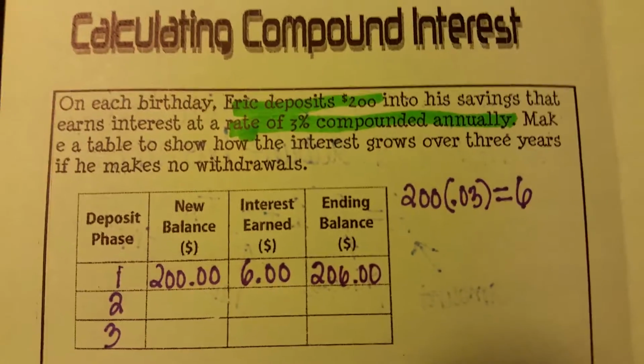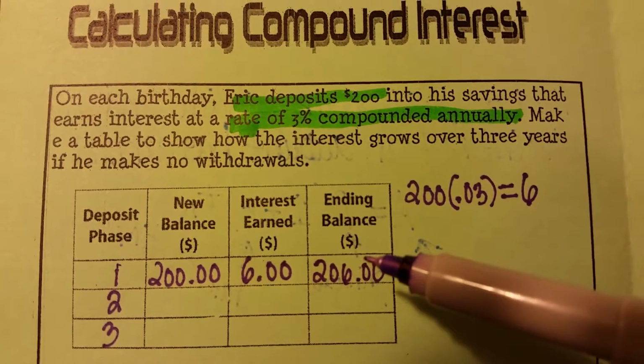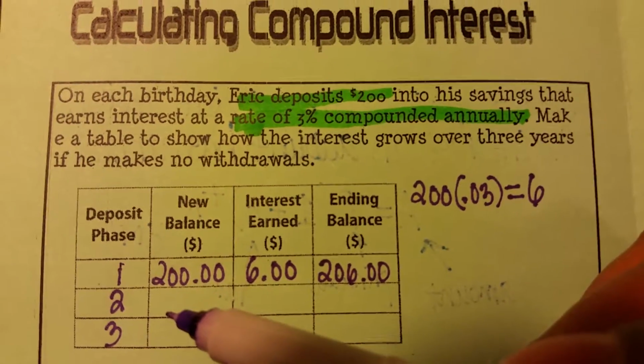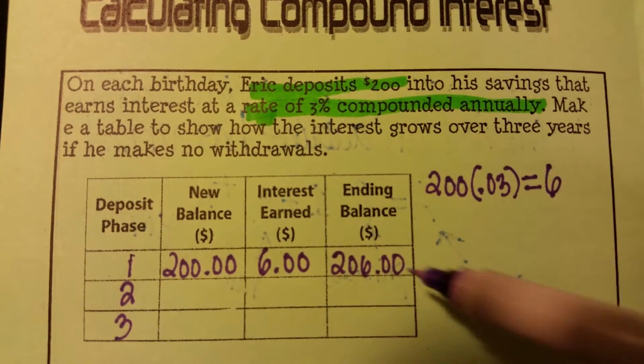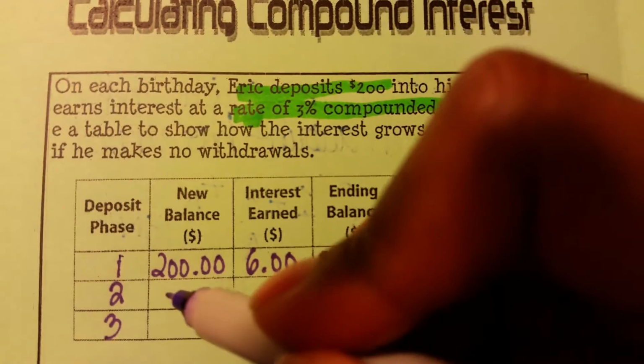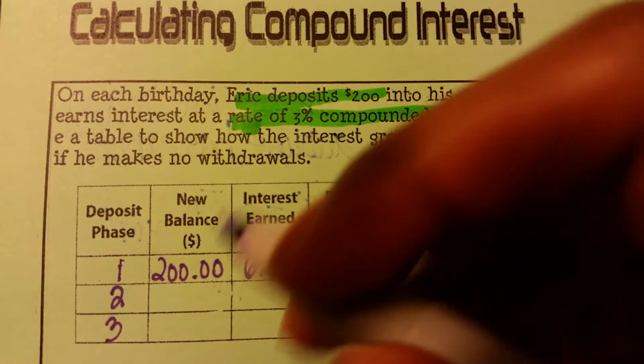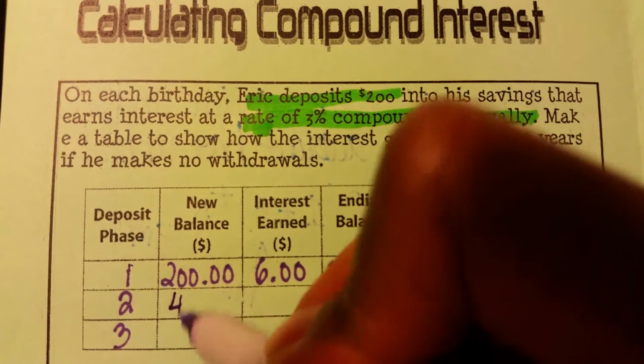Now the thing with compounding is that we're going to take this balance and roll it over to year 2. But we also know that he's going to deposit another $200. So our balance here for year 2 is 406, which would be what we have here. So 406.